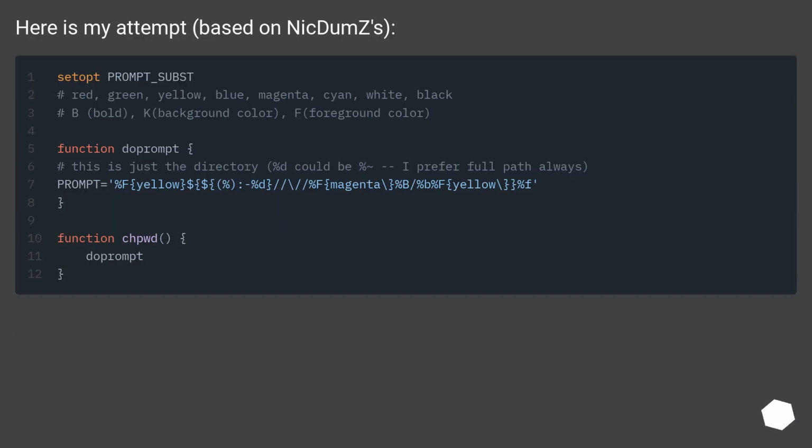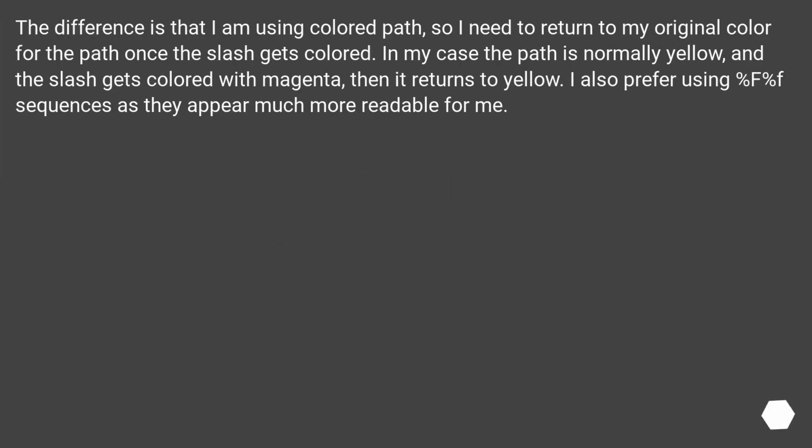Here is my attempt, based on the previous answer. The difference is that I am using a colored path, so I need to return to my original color for the path once the slash gets colored. In my case the path is normally yellow, and the slash gets colored with magenta, then it returns to yellow. I also prefer using %F sequences as they appear much more readable for me.